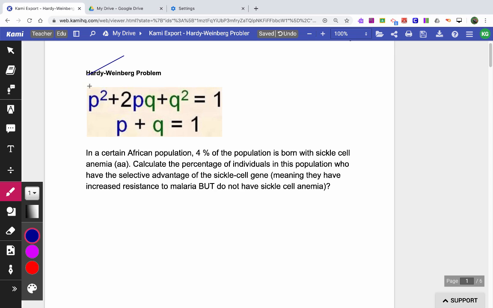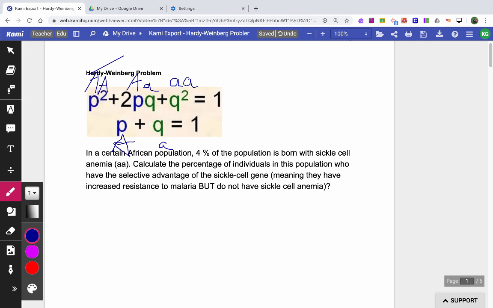So in the Hardy-Weinberg problems, remember p squared is going to represent your individuals that are homozygous dominant. q squared represents your individuals that are homozygous recessive. And 2pq is a value that represents your individuals that are heterozygous. And p represents in the gene pool the frequency of your alleles that are the dominant alleles, and q the frequency of your alleles that are the recessive alleles. And both of those values are going to add up to 1.